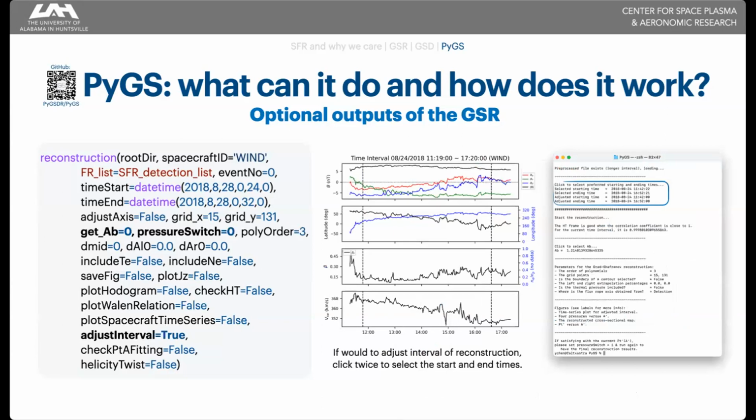And if someone's really familiar with the fluxor signature, especially for this time series plot, they can turn this adjust interval on to reselect the current interval. If this one is changed, then they have to go through all steps to have the new axis, and that's a new cross-sectional maps and PT versus A curve.